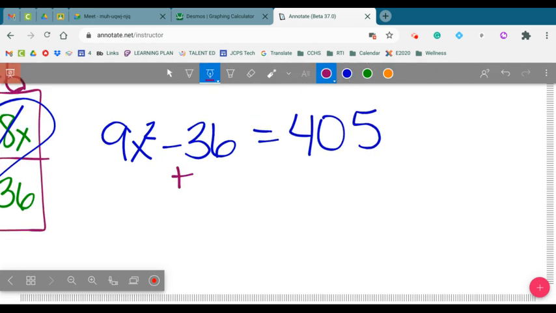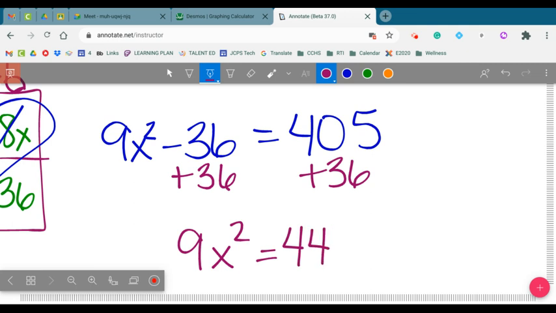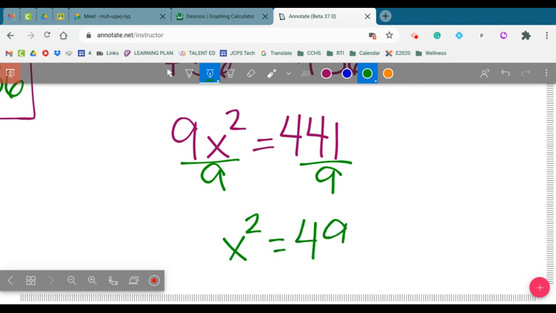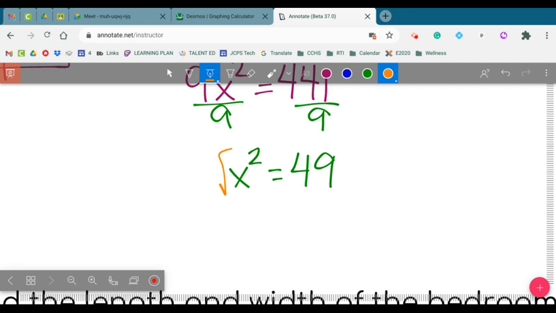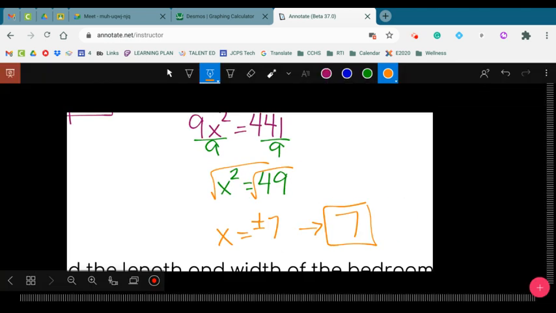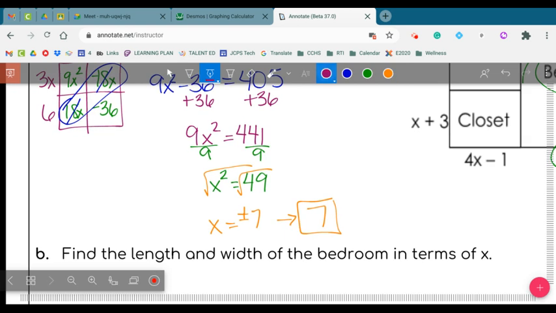Okay, you guys, our first step is we have to add 36 to both sides. We get 9x squared equals 441. Okay, our next step. A lot of people miss this next step. They think they can go straight to square rooting. You cannot. You need to divide both sides by 9. You get x squared equals 49. And then you take the square root of both sides. So you get x is going to equal a positive or negative 7. However, we only want the positive 7 since this is area. So you get x equals 7.